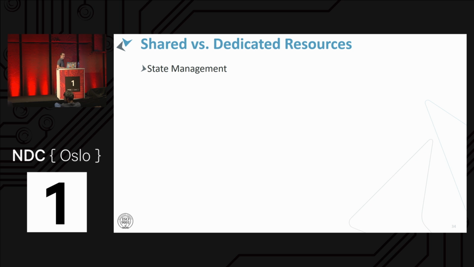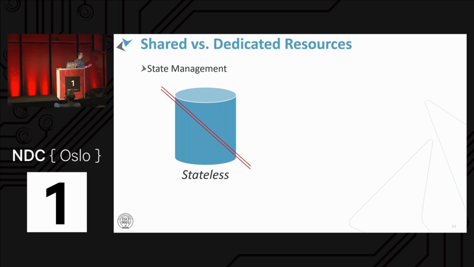Another thing you can look at is the state management of the resource. For example, if we have a stateless resource, it could be, let's say, a web application, and we built it stateless because we were always taught that stateful services are bad. Then if it doesn't have any state, it's a good candidate to be shared across multiple tenants because no state is kept between requests. We still have to be careful though.